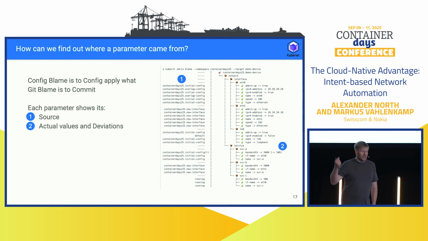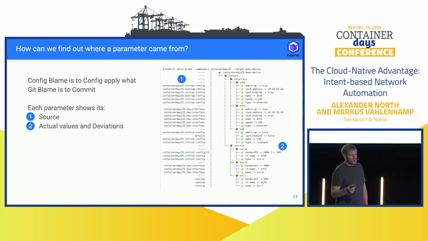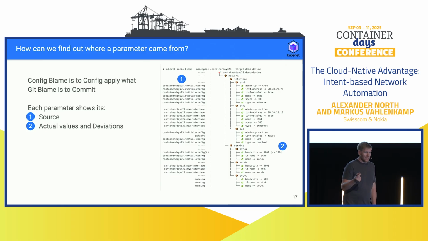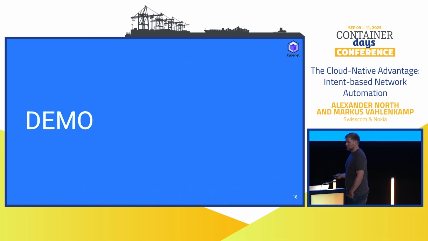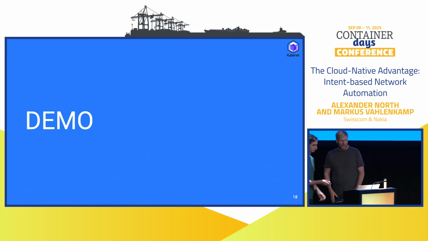And as an extra, under point 2, we also put deviations in here, right? So with this star, you see, okay, the bandwidth attribute is meant to be 5,000, but it's actually 100. And now you can take action. And with this, I'd like to hand back over to Alex, who's showing us a demo.